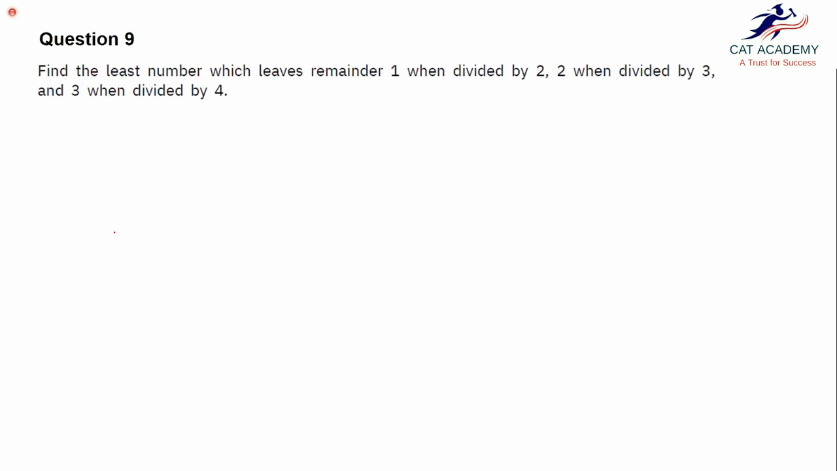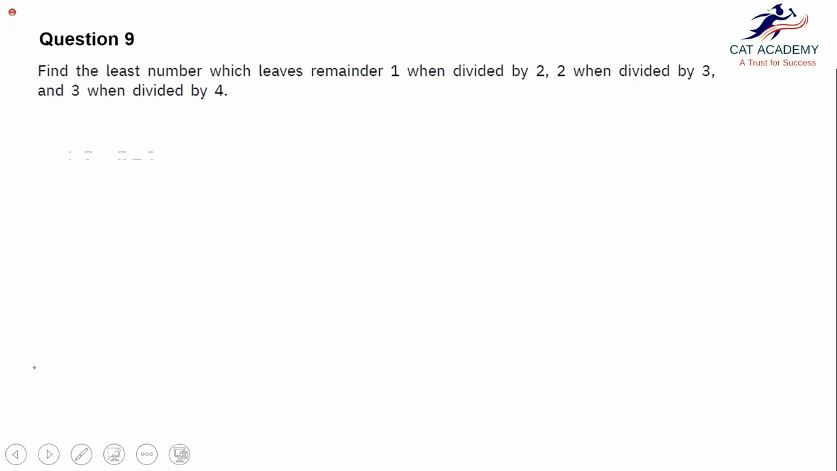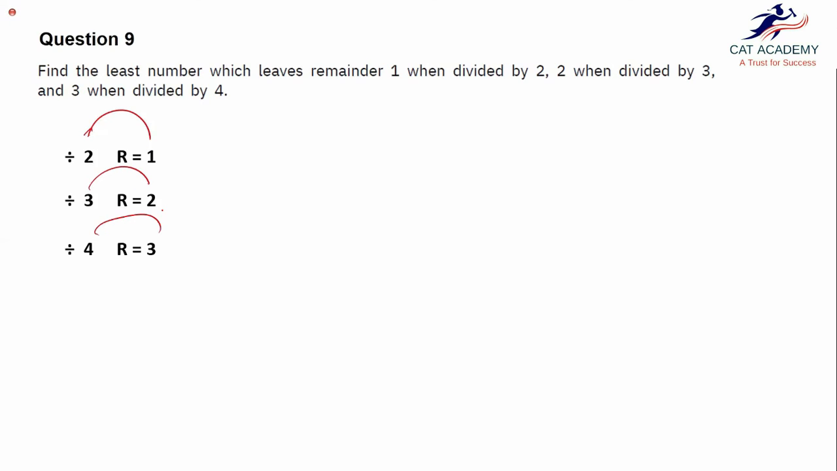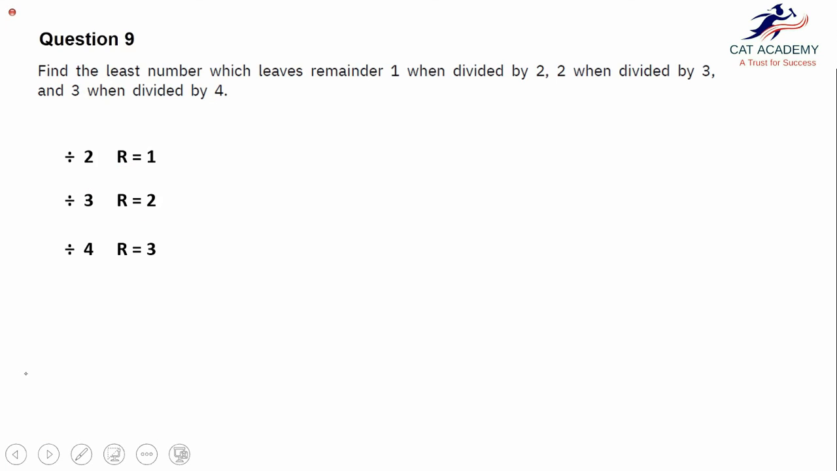However, I know that when I divide by 2, remainder is 1. When I divide by 3, remainder is 2. When I divide by 4, remainder is 3. So there is no constant remainder, but I can see there is a common difference between these. The common difference is 1. What do I do in this case? Take away or give?